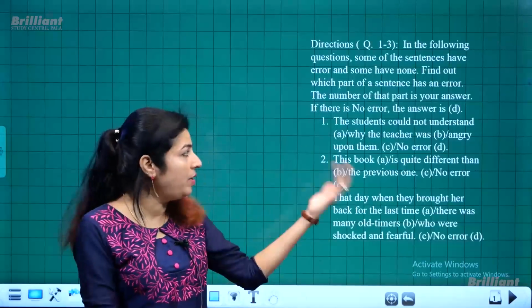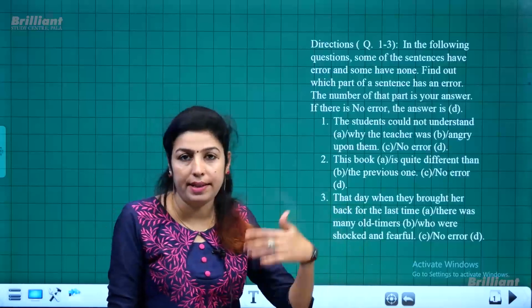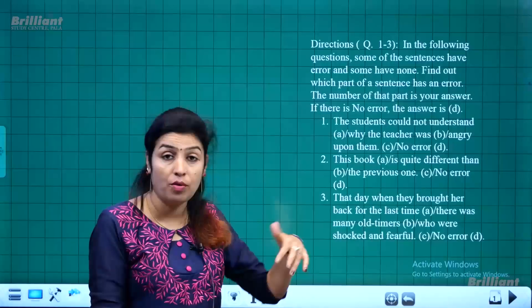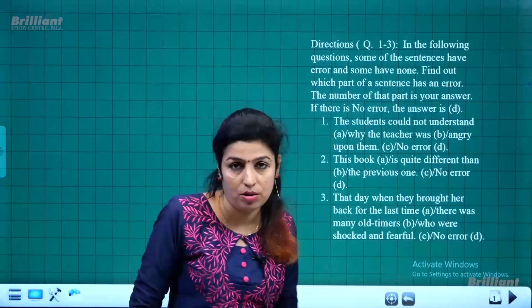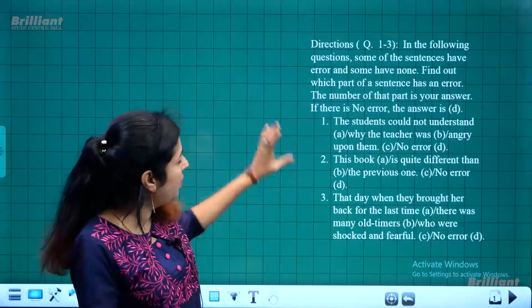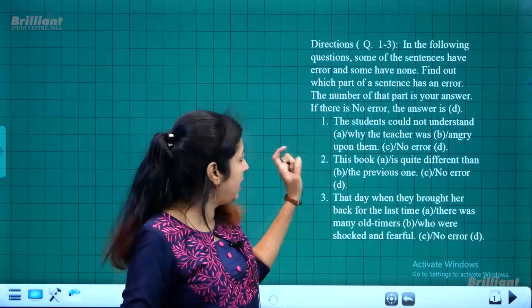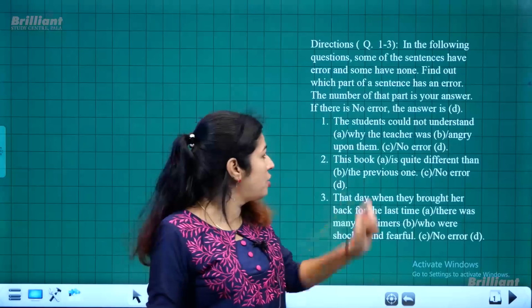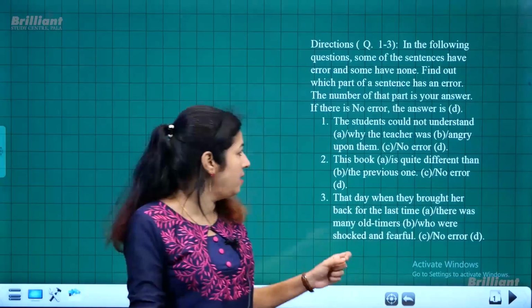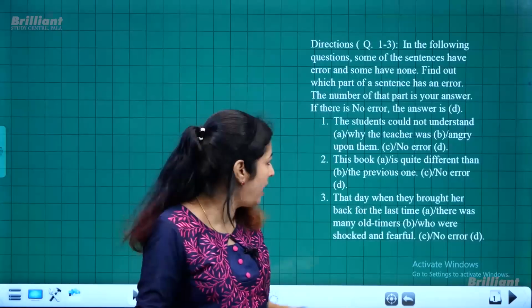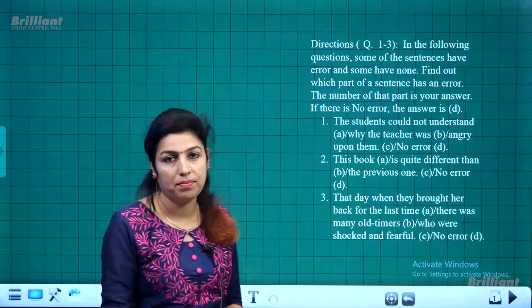Along with telling you the correct answer, I'll be telling you where you have gone wrong, which part and why it has gone wrong. Here we have the first three questions based on that. The first statement is like this: the students could not understand why the teacher was angry upon them.